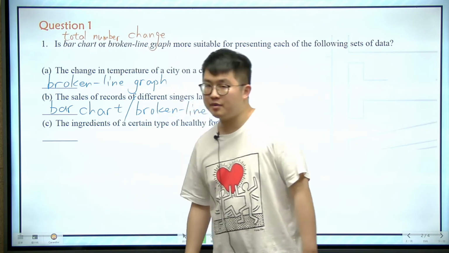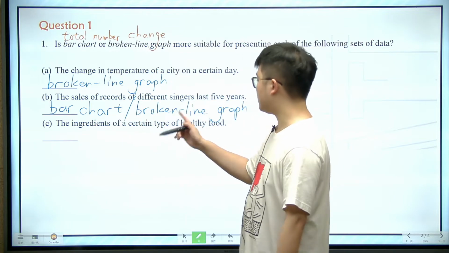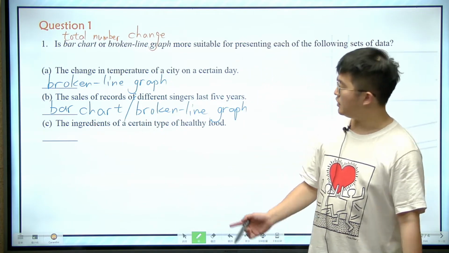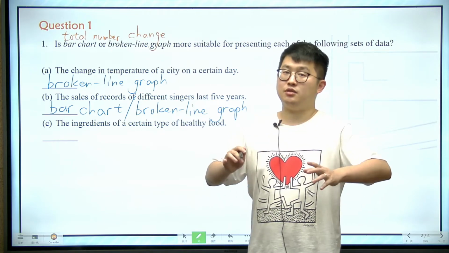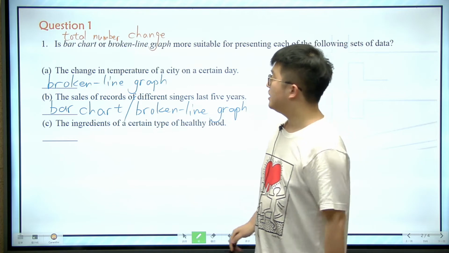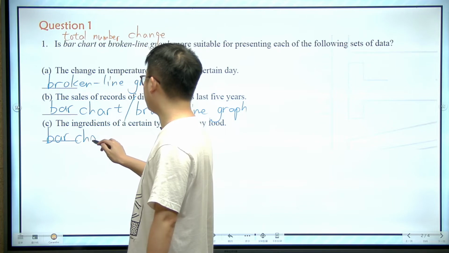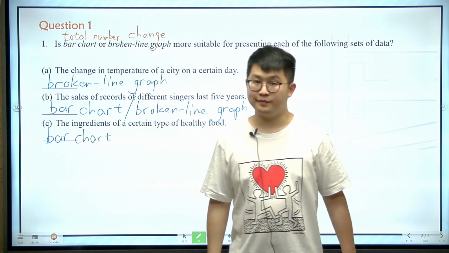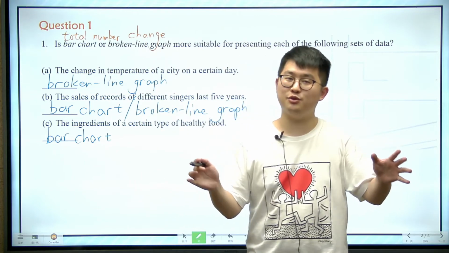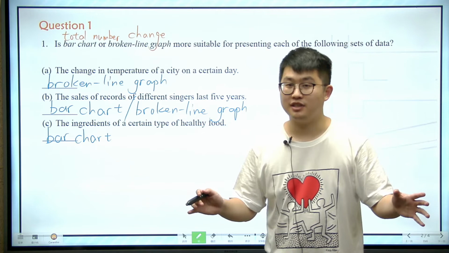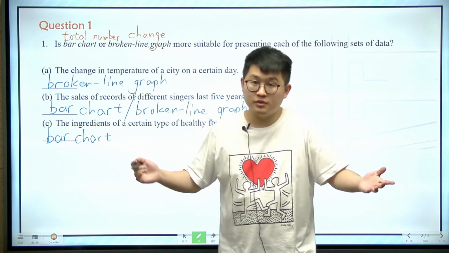But for the third one, I believe there will be no question, because for the ingredients of a certain type of healthy food, we don't need to see the change. We just need to know what is in this kind of food. So we certainly use a bar chart here. But if we don't have to choose between these two, I mean, if we can use every kind of diagram, maybe pie chart is the best choice. But now we have only two choices, so we use the bar chart.